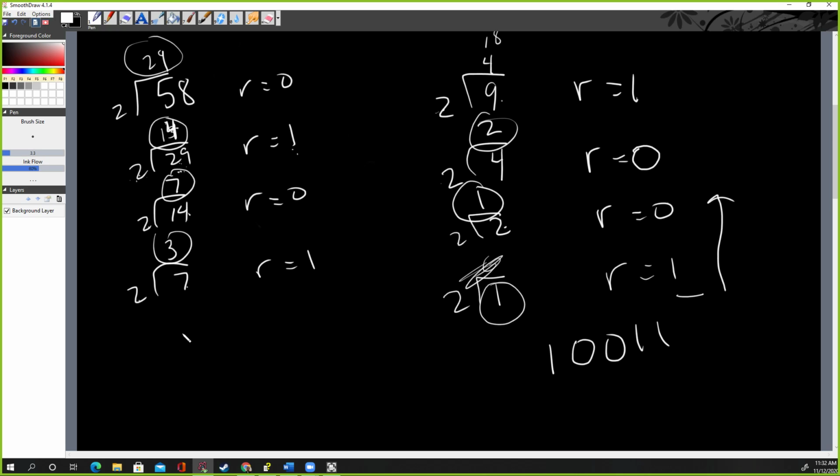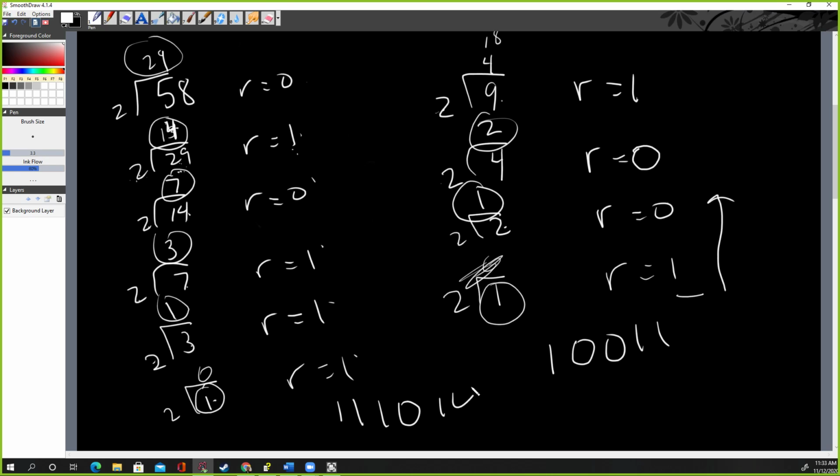And now let's take that 3. And how many times does 2 fit in there? It fits in there once, and there's 1 left over. And now let's take that 1. And how many times does 2 fit into that? It doesn't. So there's that 1 remainder, and we're done. So the answer is 111010. That is the binary number that equals 58.